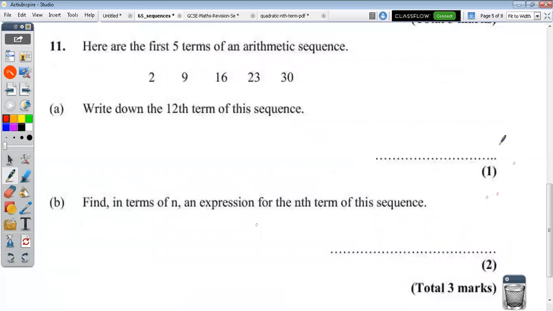Now, can you do this one without the teacher helping you? Number 11, A and B. I'm giving you 2 minutes to work the first part and the B part.